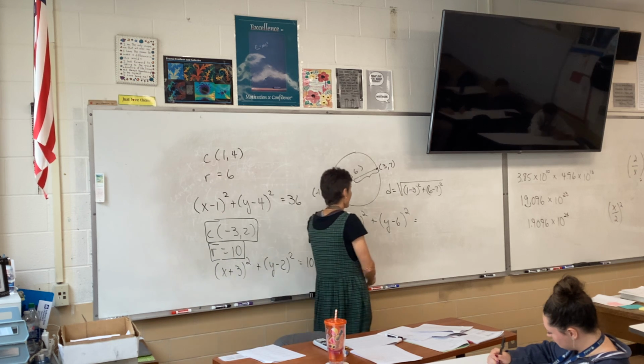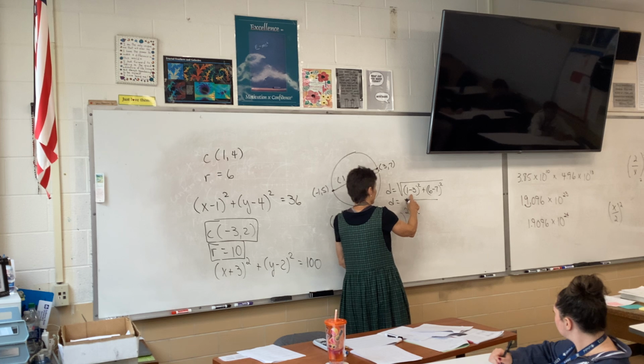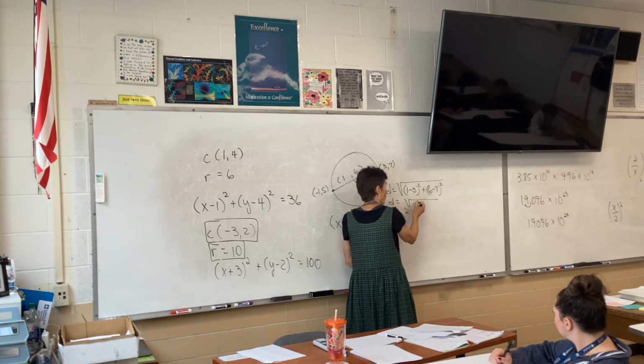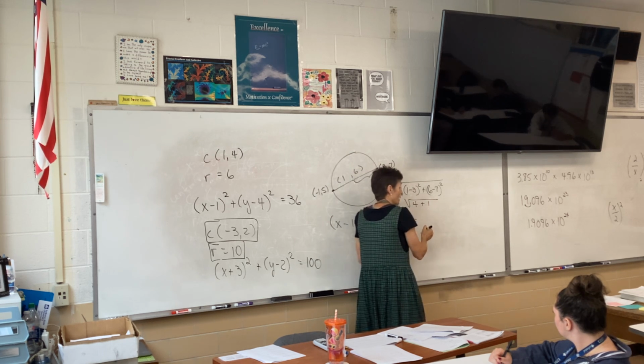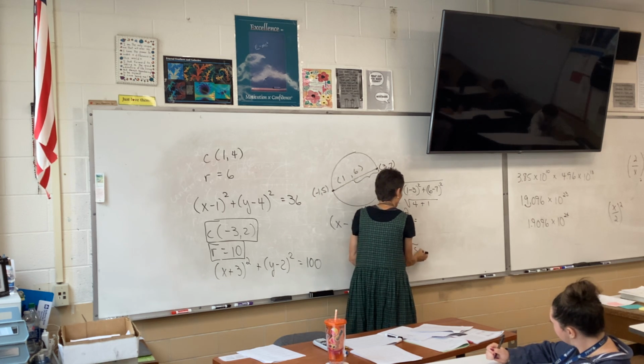Okay, so what have I got for my distance? Square root of 5 here. That's 2 squared, 4, and 1. So my radius is the square root of 5.